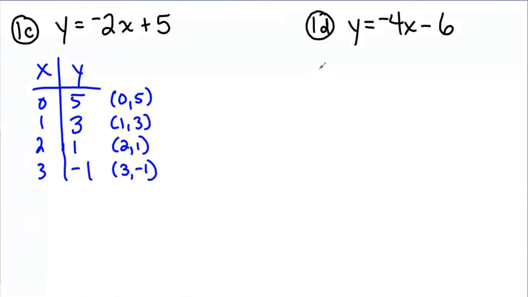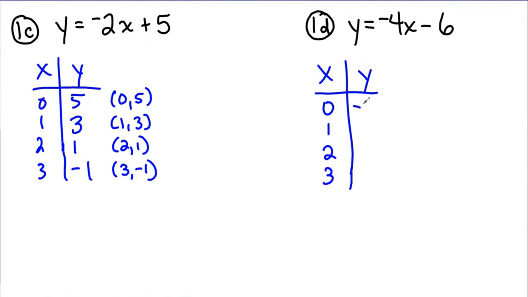And lastly, this function, y equals negative 4x minus 6. Again, I'm going to find 4 solutions using 0, 1, 2, and 3. And if I put 0 into this function, negative 4 times 0 is 0. 0 minus 6 is negative 6. 1 times negative 4 is negative 4. Negative 4 minus 6 is negative 10.